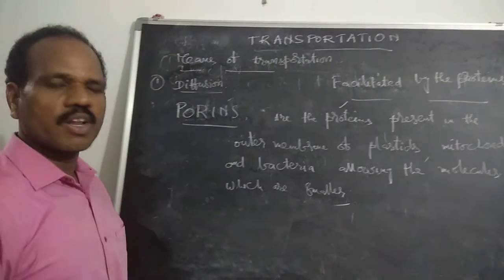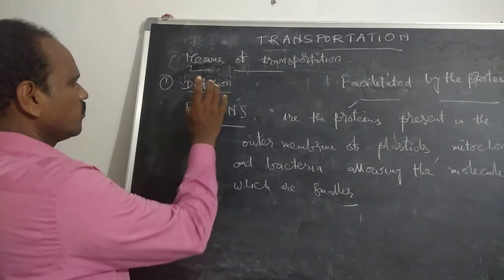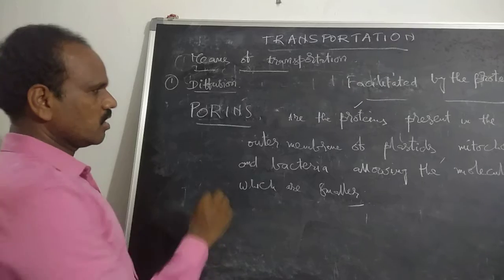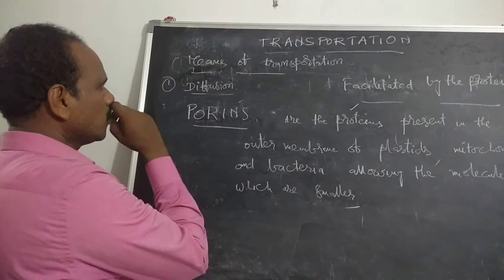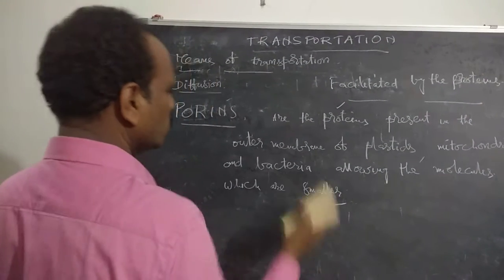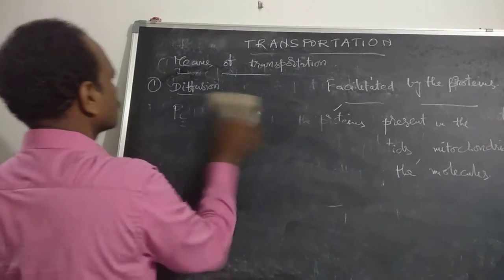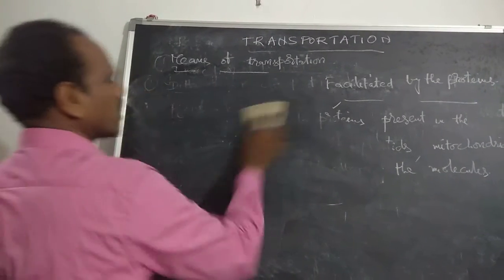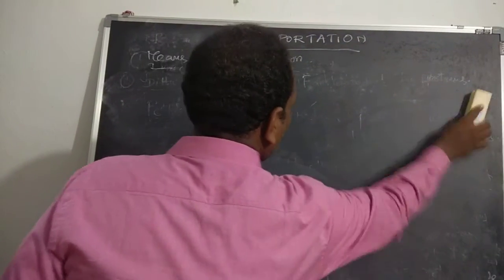This is the facilitated diffusion. In the facilitated diffusion, we have discussed the porins. Next, another means of transport is osmosis.